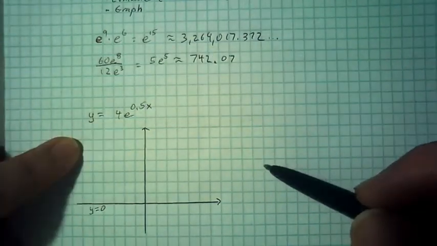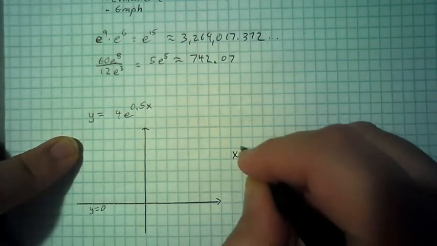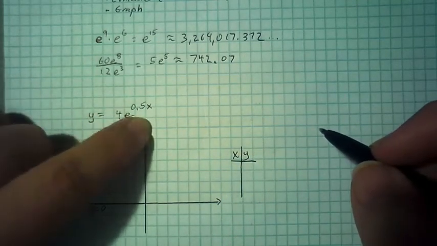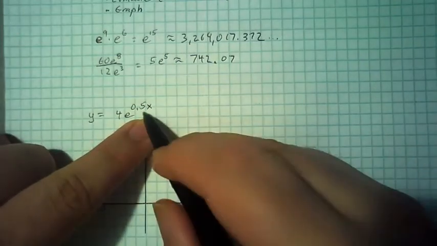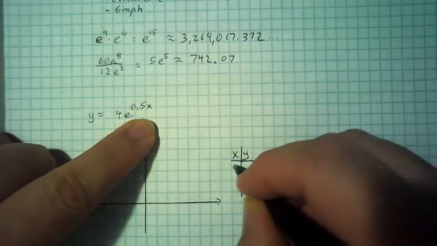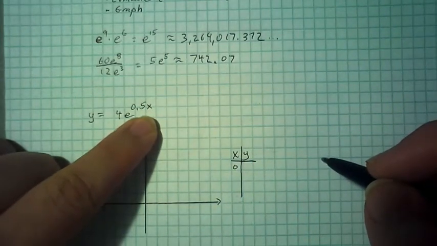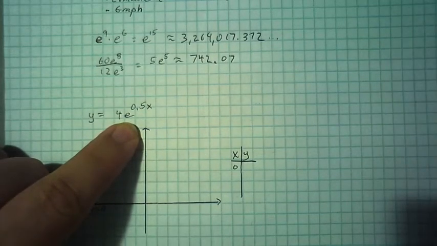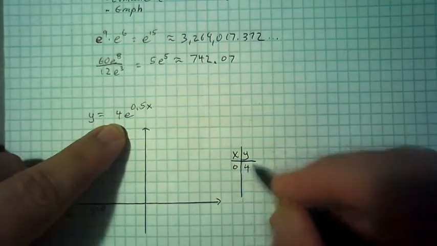Now I just need to plot a couple of points. So let me make an xy chart. Nice and easy. The easiest point is always going to be where the exponent is 0. In this case, to make it 0, I'm actually going to stick in 0. 1/2 times 0 is 0. e to the 0 is 1, because anything to the 0 is always 1. So this point is 0, 4.